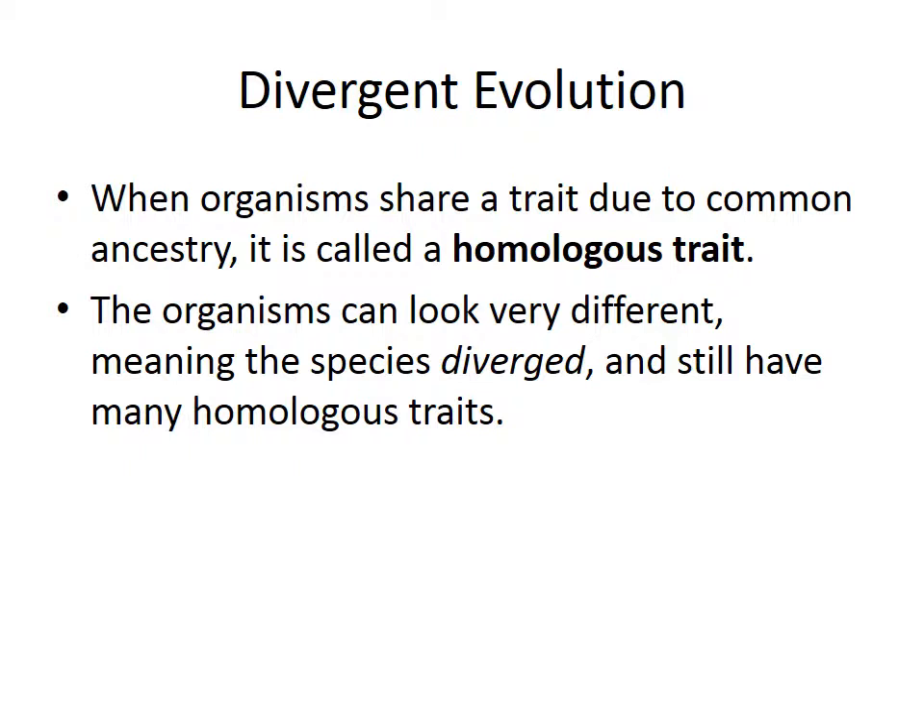So, like if you and your cousin both have brown hair because your grandmother has brown hair, or your grandfather has brown hair, and you share those grandparents, that would be homologous between the two of you because you got that trait from a grandparent, from a shared ancestor. Does that make sense a little bit there?